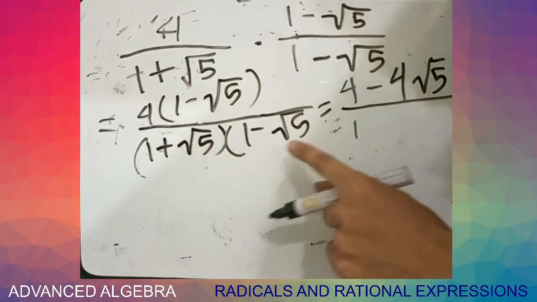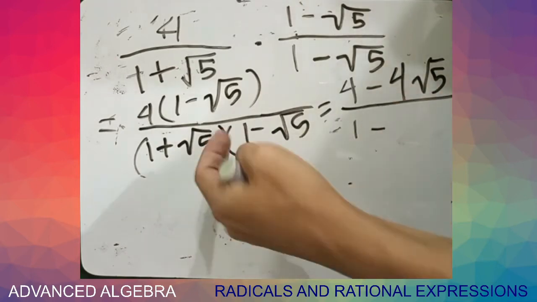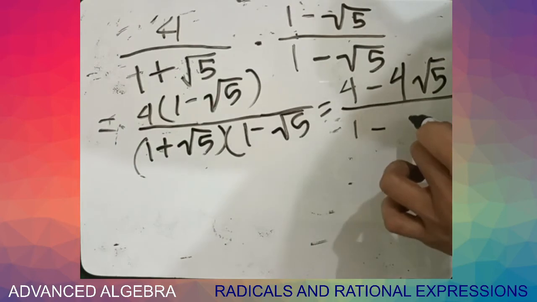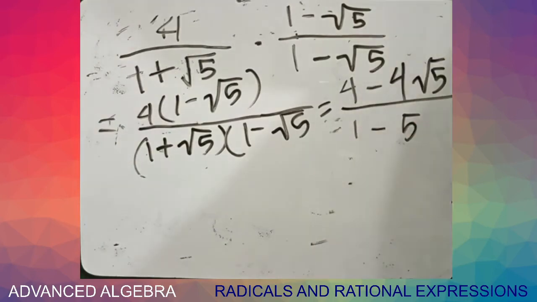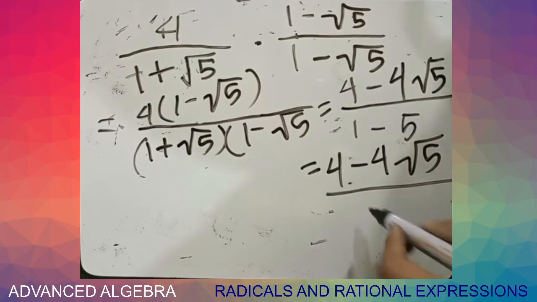The square root of 5 times the square root of 5, ang sagot dyan ay, simplify natin. So, 5 times 5 is 25. The square root of 25 is 5. Okay, next. 4 minus 4, the square root of 5 divided by negative 4.